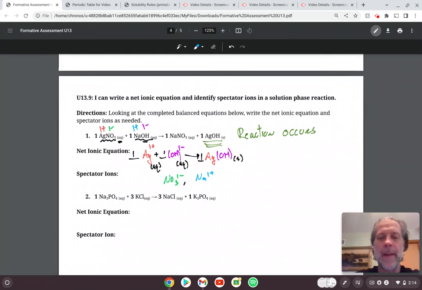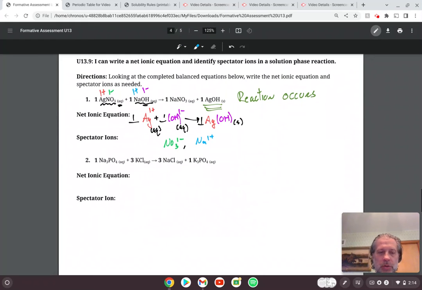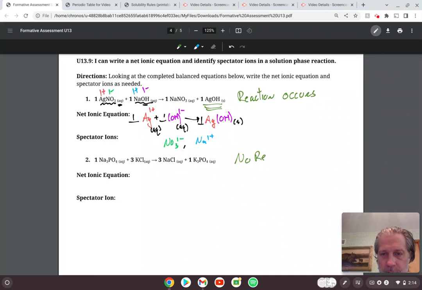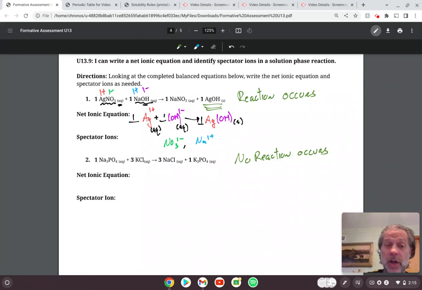So that's that. In question number 2, we're going to be looking at whether or not the reaction occurs, and that dictates whether or not you need to write a net ionic equation. So in this case, because NaCl is aqueous and K3PO4 is also aqueous, so we have two aqueous products, we have no reaction occurring. And if no reaction occurs, all we simply have to do is report out what the spectator ions are. We still need to take a second to identify what their charges are, though.